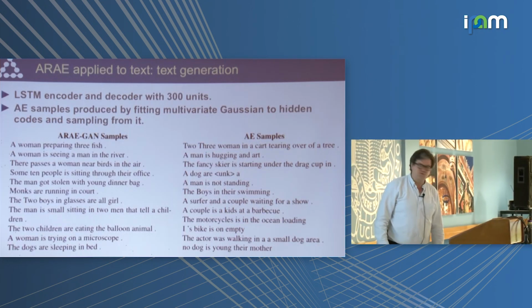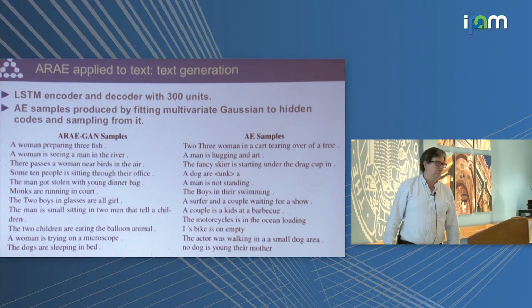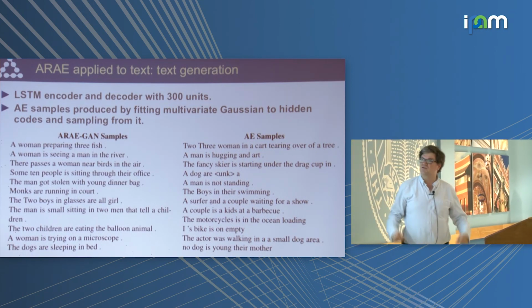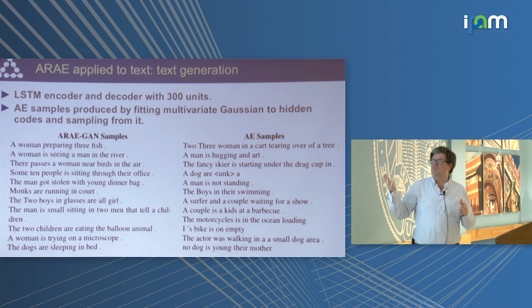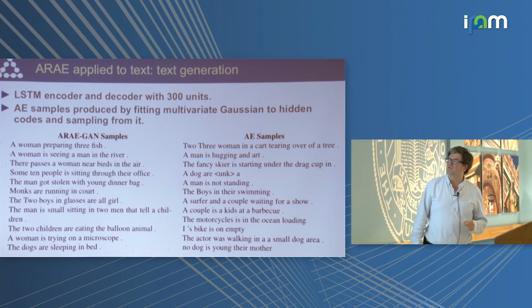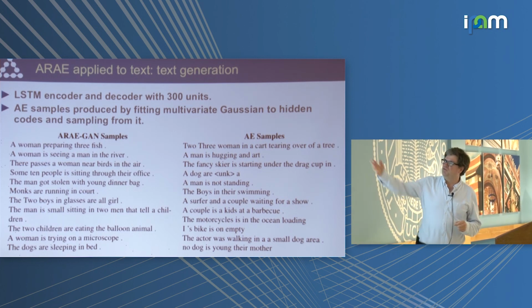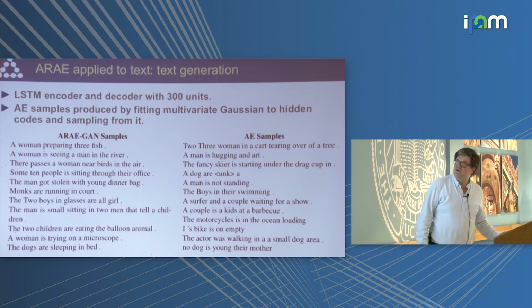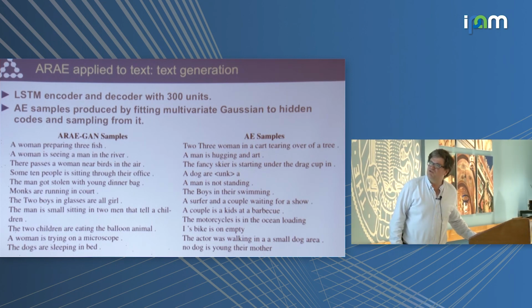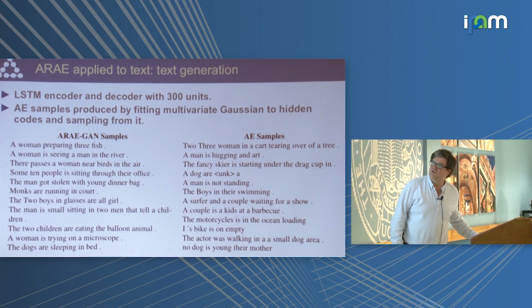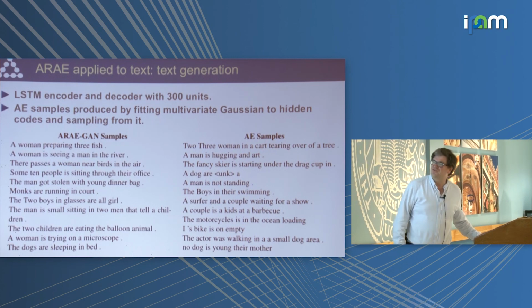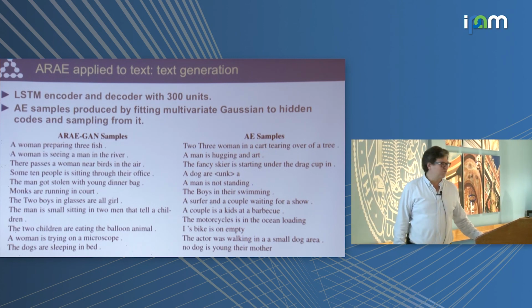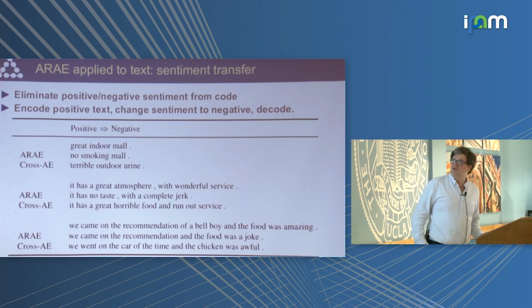But it's more interesting for text. So what if you use an autoencoder for text? This is a conventional autoencoder applied to text. You can use it to generate text. So this text is mildly correct, better than if you use a pure autoencoder. A woman preparing 3 fish. A woman is seeing a man in the river. There passes a woman near birds in the air. Kind of weird. Some 10 people is sitting through their office, not grammatical. So, this kind of stuff.